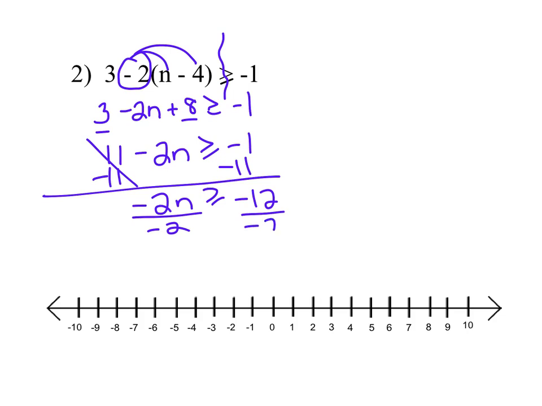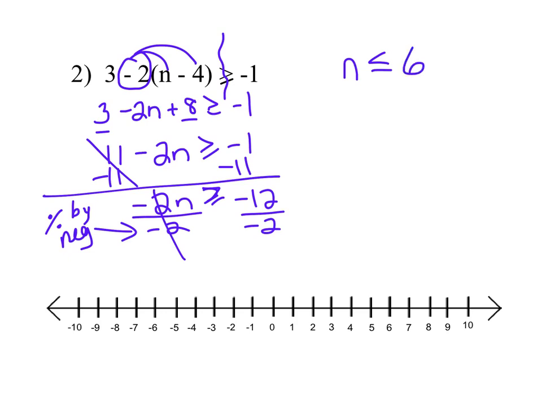So at this moment, this is the moment you have to check. You're dividing by a negative. Since that happens, this inequality gets reversed. So it's n, and since it was greater than or equal to, it's now less than or equal to. And -12 divided by -2 is a +6.